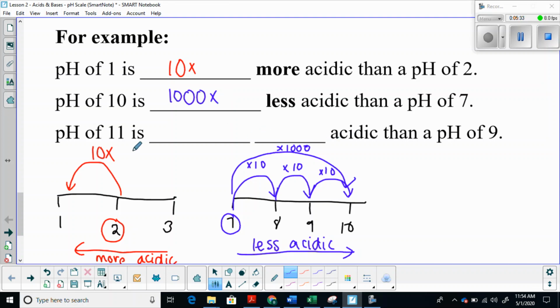Okay, so last one. A pH of 11 is blank acidic than a pH of 9. So again, let's start off by drawing a little segment.